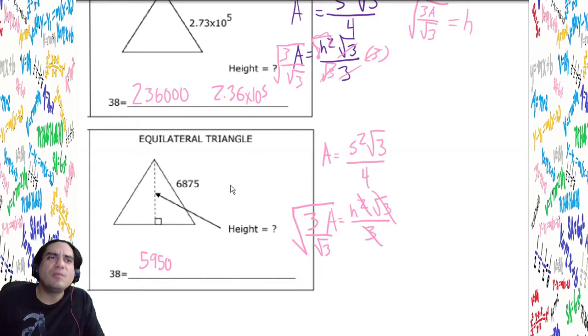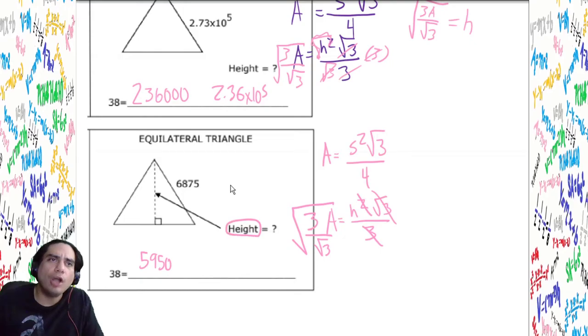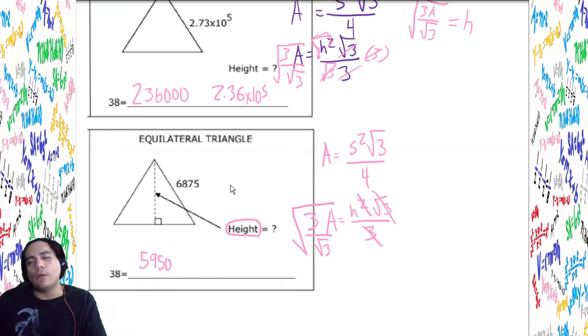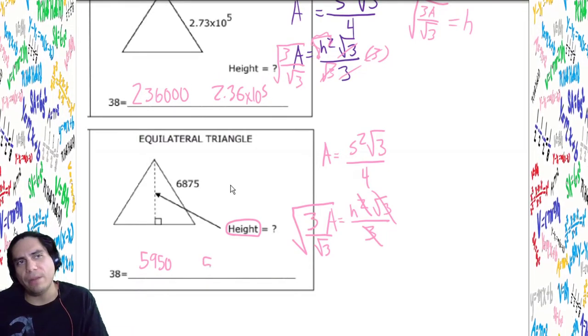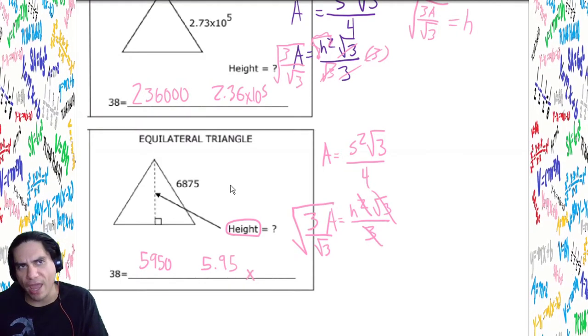5,950. Why is that reasonable? Because the height here, ladies and gentlemen, is always going to be smaller than the side of an equilateral triangle. You know, really, there's a little pattern that we could do, but I ain't going to show you that yet. Well, let's go ahead and practice working on this a little bit, but there's a little pattern that this equilateral triangle has.